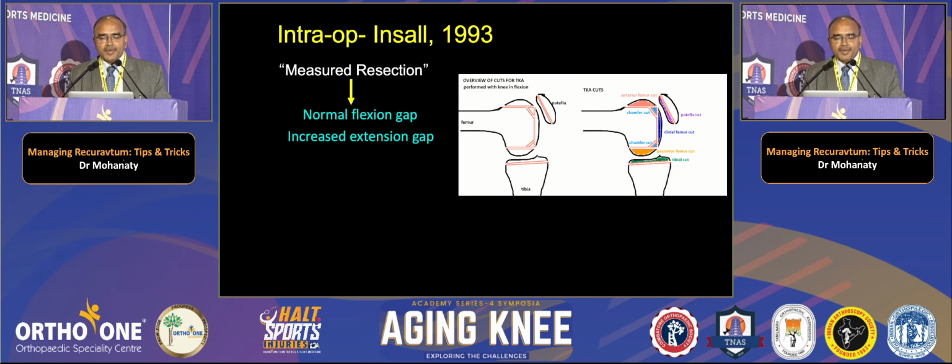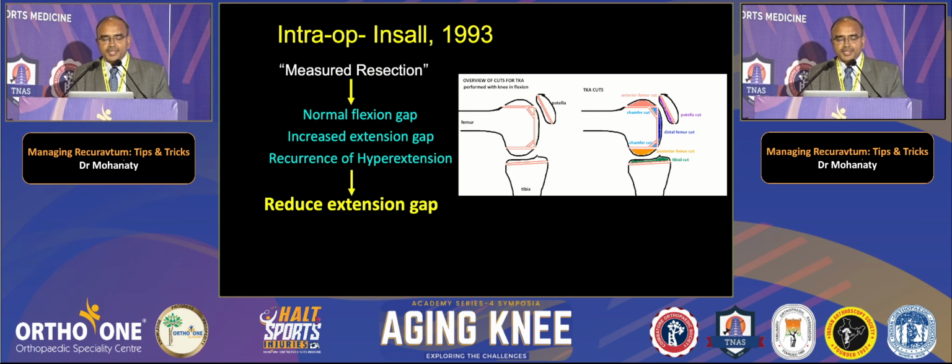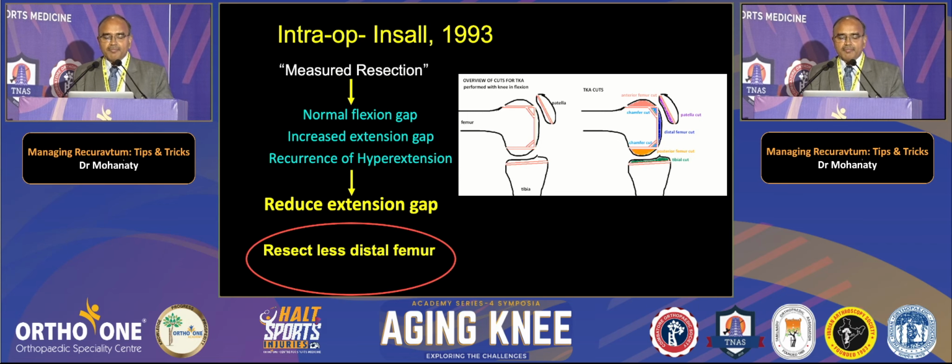So intraoperatively, with the measured resection technique, suppose you take an equal amount of cut from the distal femur as well as from the posterior femur, there will be a normal flexion gap, but there will be an increased extension gap, and that may lead to recurrence of hyperextension. So your aim during surgery is to reduce the extension gap as far as possible, and that can be done by resecting less of the distal femur, maybe a couple of millimeters less, with a thicker polyethylene which can be used.